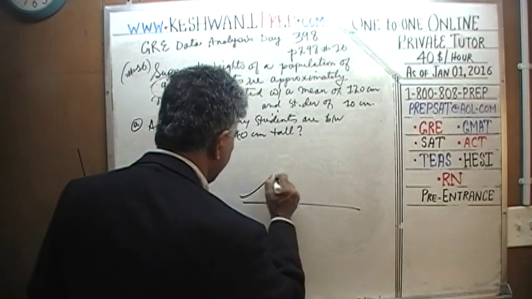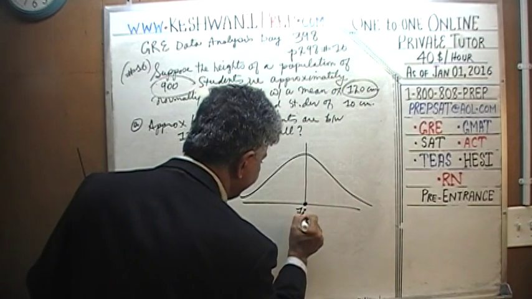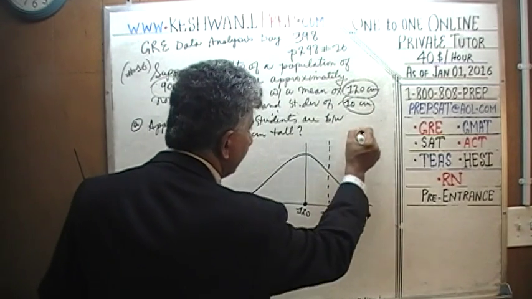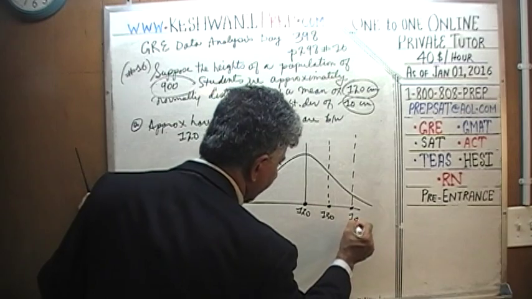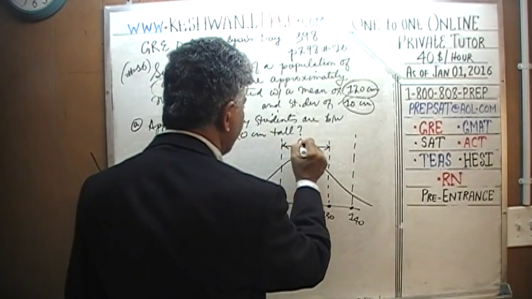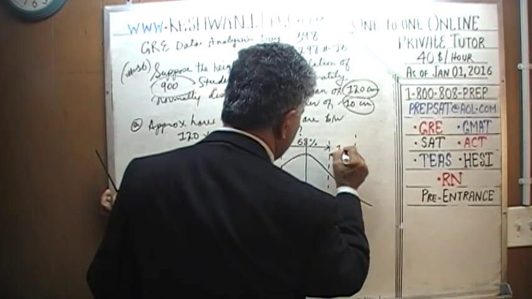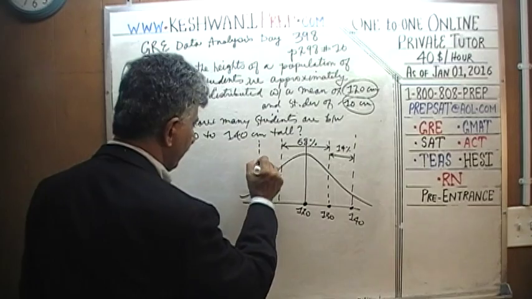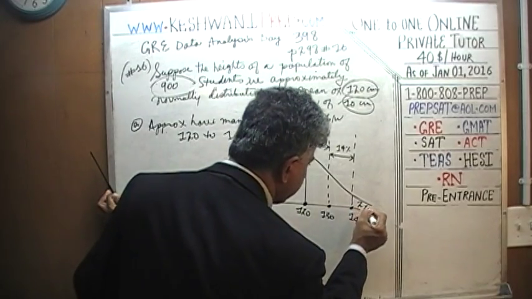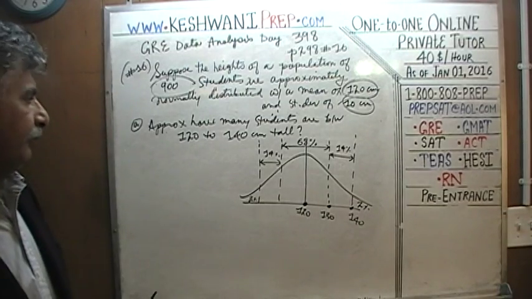Here's what the normal distribution will look like. This is your mean here, which in this case is 120. If you move one standard deviation above, the standard deviation is 10, so you reach 130. If you move another standard deviation, you reach 140. And we know that if you lie within one standard deviation, we capture 68% of the population. If we move one standard deviation more in either direction, we capture another 14% of the population. And only 2% lies in the tail. That we already know.